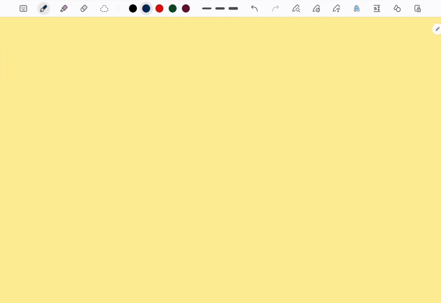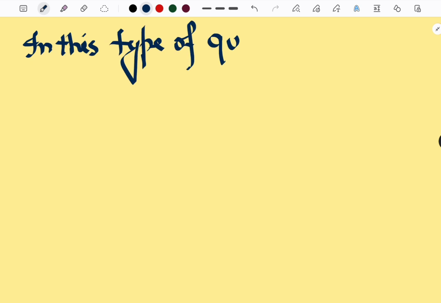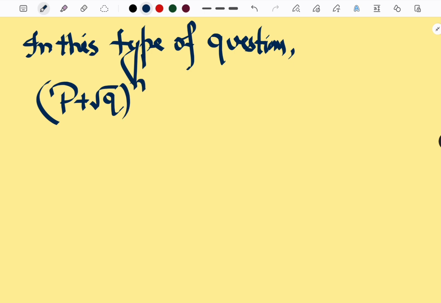So here, what does it mean, the integral part? In this type of questions, generally, what are we going to refer to? We are going to refer to the (p + √q)^n form. We have to find the integral value, for example, of (2 + √3)^7. If the question is like this, (2 + √3)^7, we have to find the greatest integer value of this. Some other types of questions we will also see.